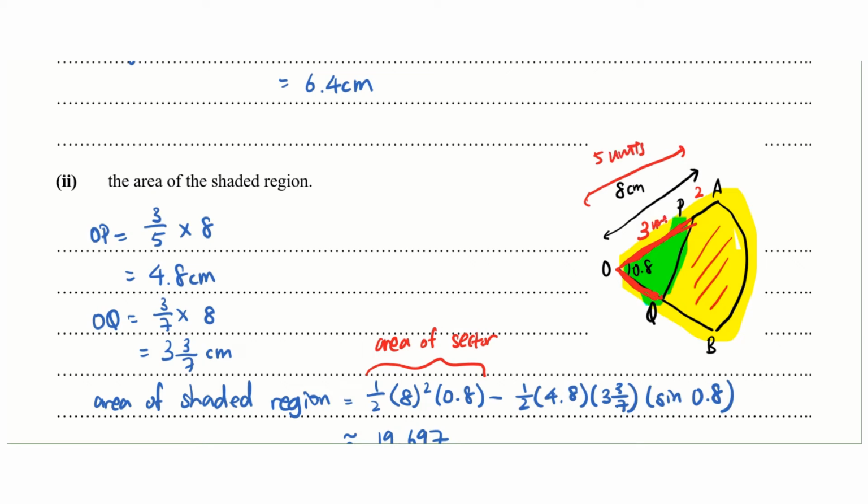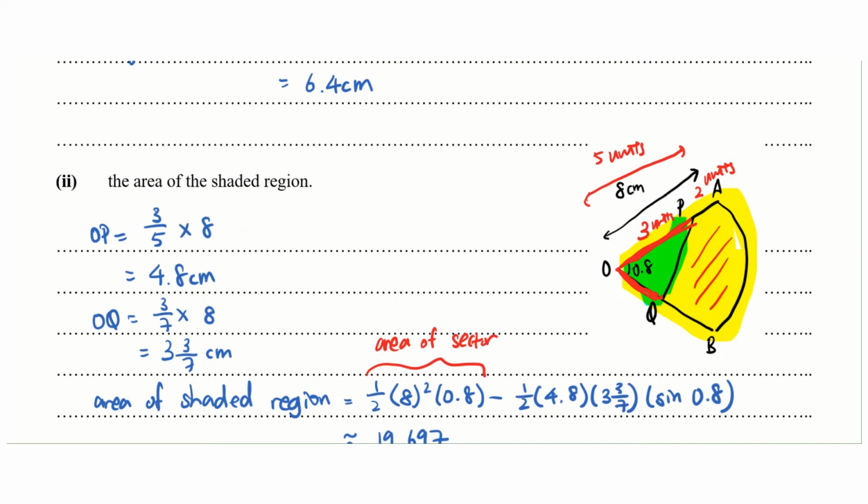Okay, so these are units. Therefore, OP is 3 out of 5 units of the entire length 8. So that's why I will have this calculation here, and then the value for OP would be 4.8 cm.